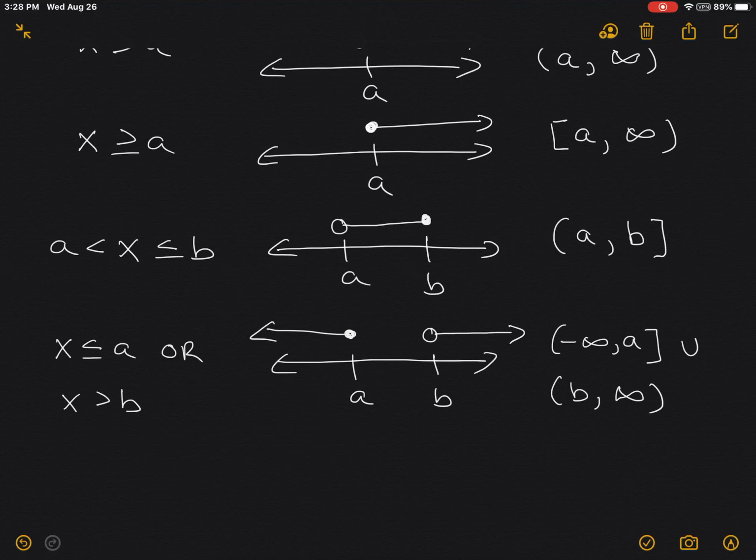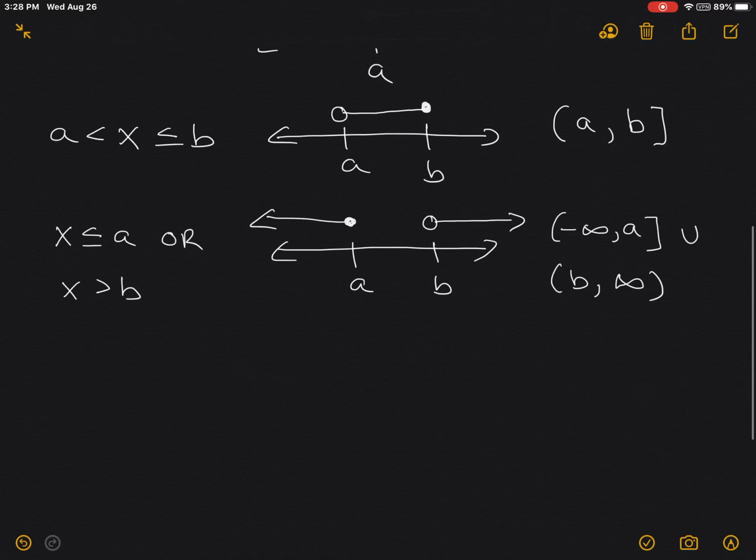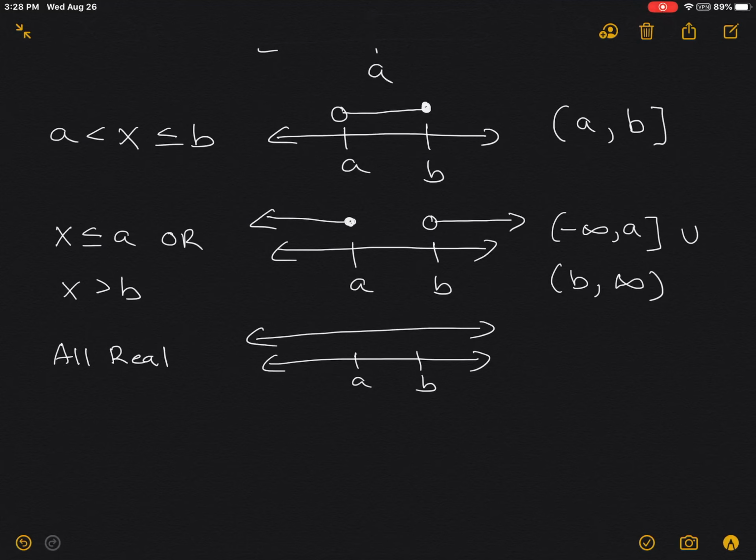And so that's pretty much the concept. If you want to write all real numbers, sometimes when you find a domain, it's going to say all real. That one's going to be fairly straightforward. Let's say here's a, here's b. You're going to have every number on the number line. It's just minus infinity to infinity, all the real numbers.